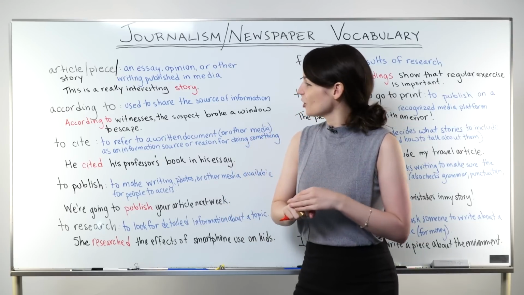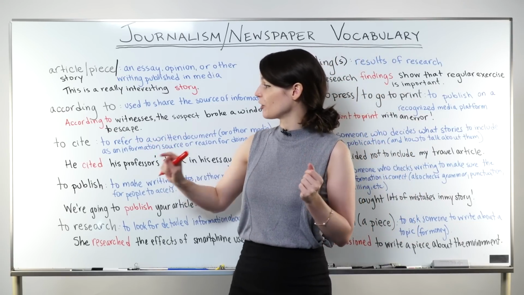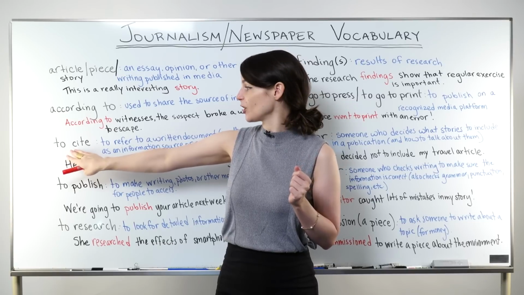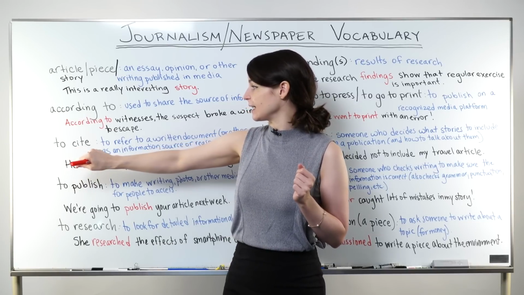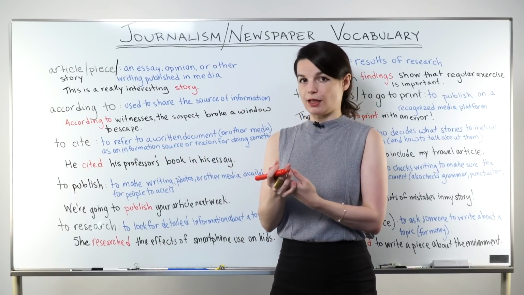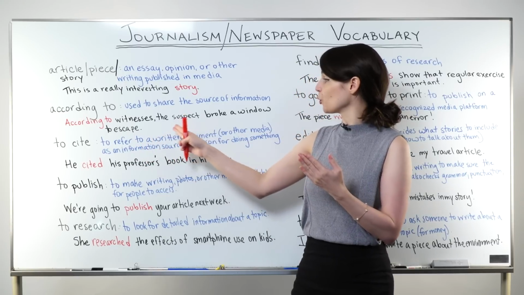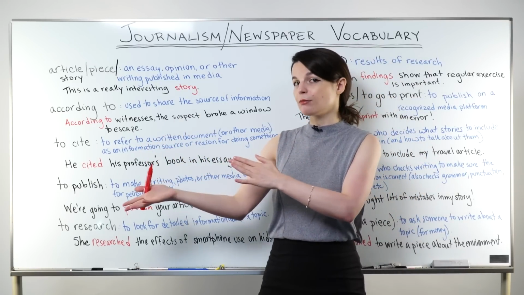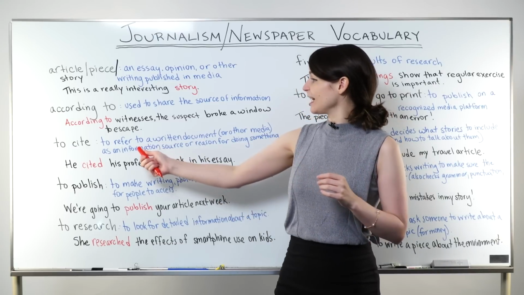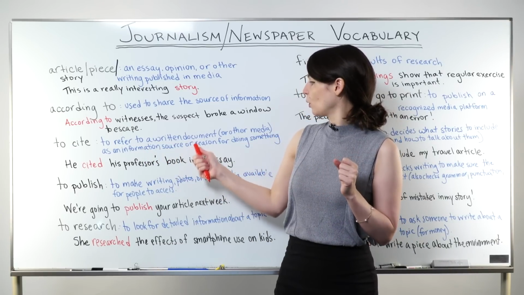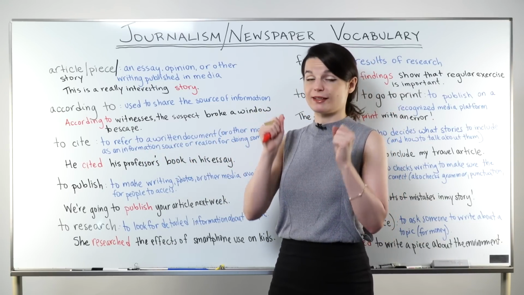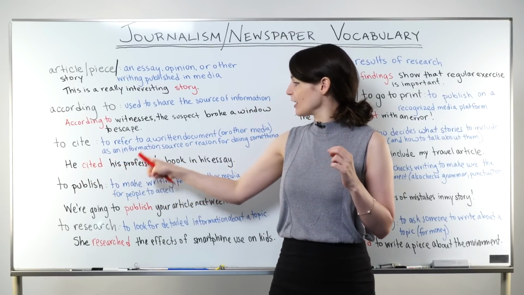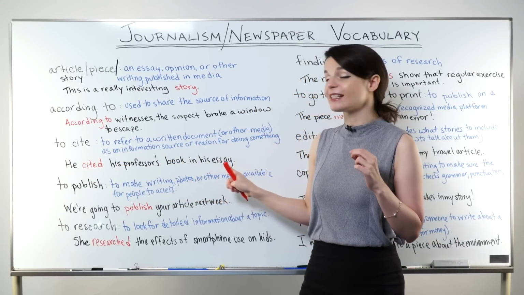Okay, let's continue to the next expression, or the next verb in this case, to cite. To cite. The pronunciation here is cite. C-I-T-E. So to cite something means to refer to a written document, usually a written document, but it can be other media as well, as an information source or a reason for doing something. So, for example, he cited his professor's book in his essay.